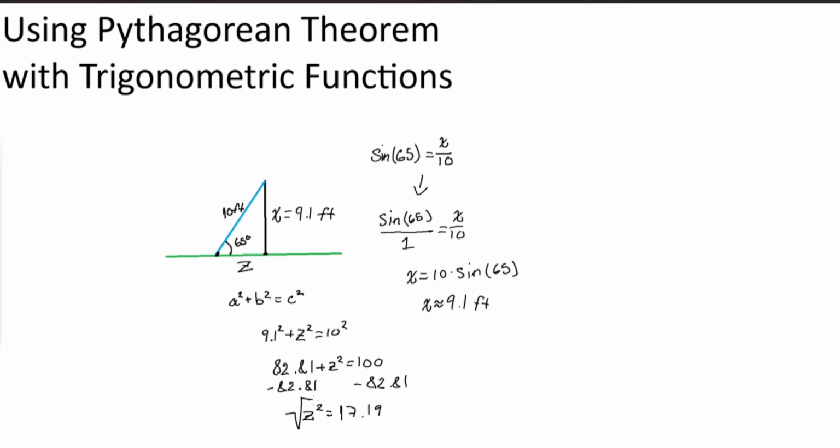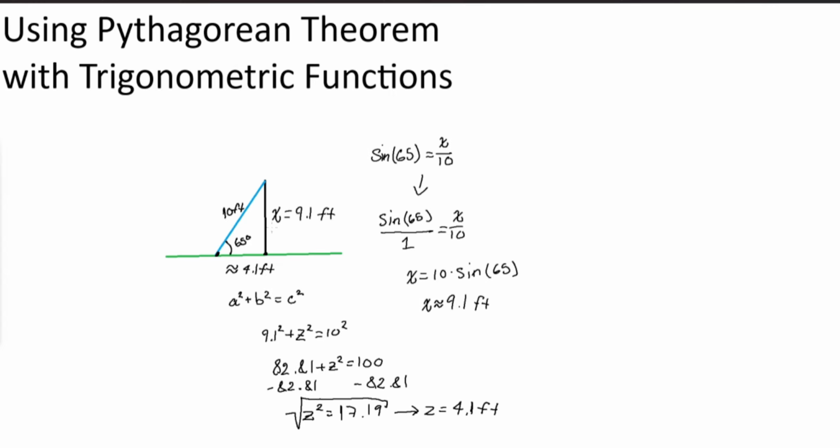Now if we take the square root of both sides, we can solve for z. So z is equal to the square root of 17.19, and that's about 4.14. So we'll just say approximately 4.1 feet. So now we know that z, that side right there, is approximately 4.1 feet. I should have probably used the approximation symbol here too.